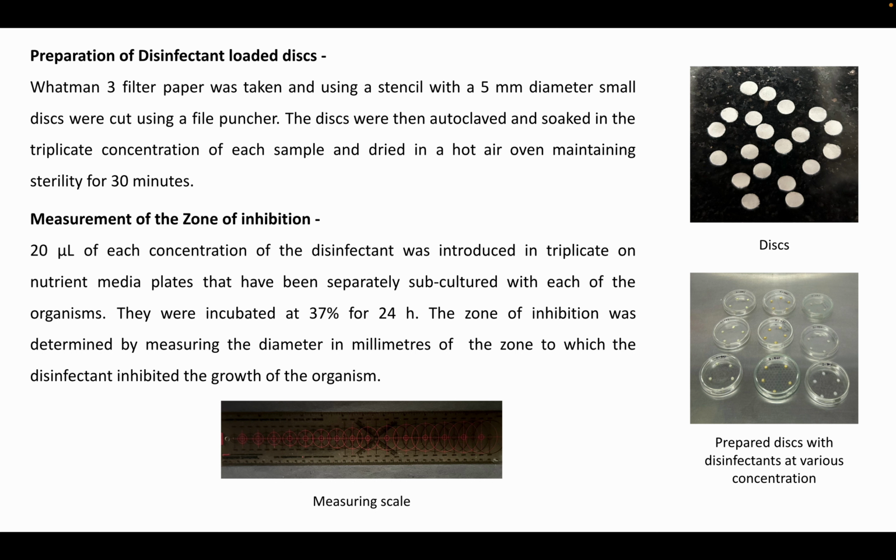The discs were then autoclaved and soaked in the triplicate concentration of each sample and dried in a hot air oven, maintaining sterility, for 30 minutes. And then we calculated by using the measuring scale.